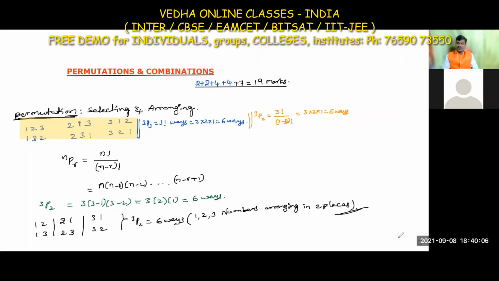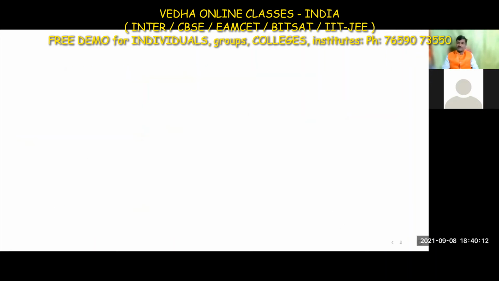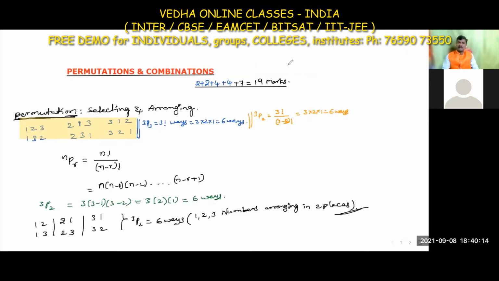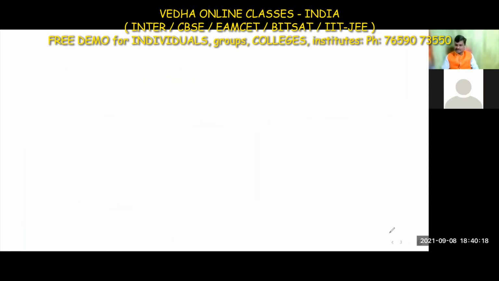Now how do we solve the problems? We will also discuss the factorial term. What is factorial? What do we do with the factorial? If we take 0 factorial, what is its value? 0 factorial is 1. And what is 1 factorial? 1 factorial is also 1 only.